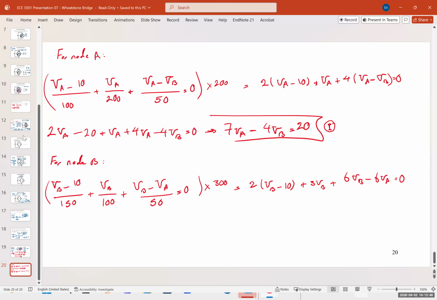Now it's going 2 VB minus 20, and then we have 3 VB. And if we add all of that, it's going to be 11 VB minus 6 VA is going to be equal to 20. So equation number 2 here.